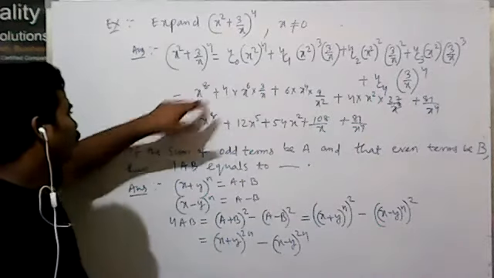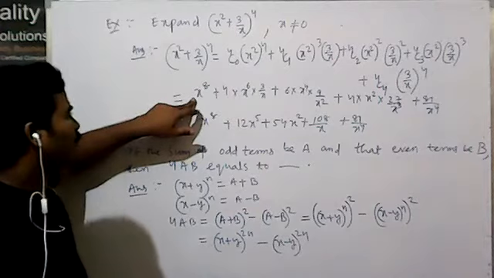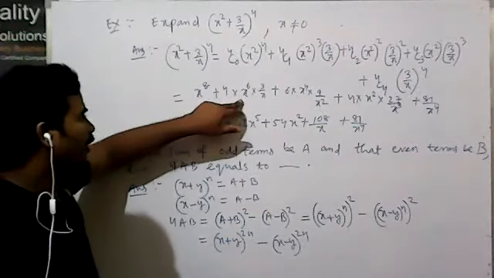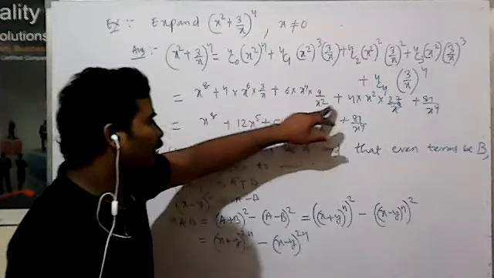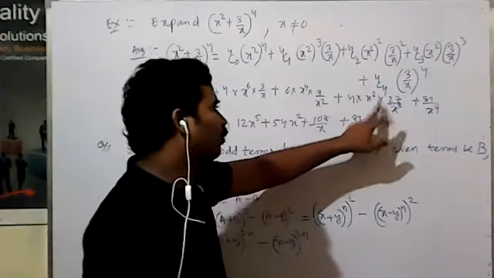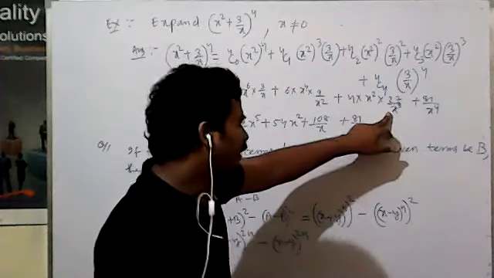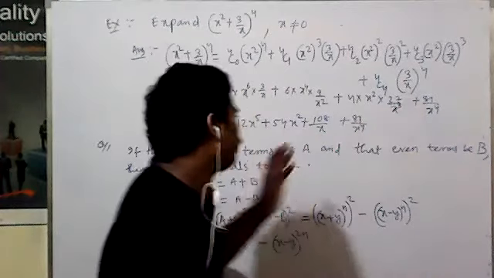Okay, by expansion, that is 4c0, that is 1, x to the power 8, plus 4 into x to the power 6 into 3 by x, then 6 into x to the power 4 into 9 by x square, plus 4 into x square into 27 by x cube, plus 81 into 1 by x to the power 4.